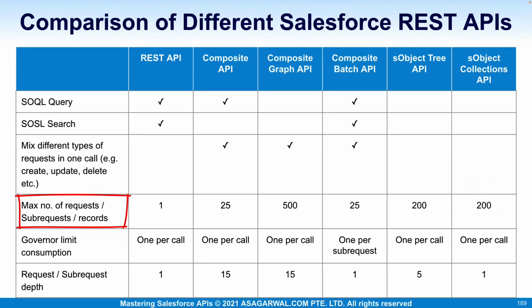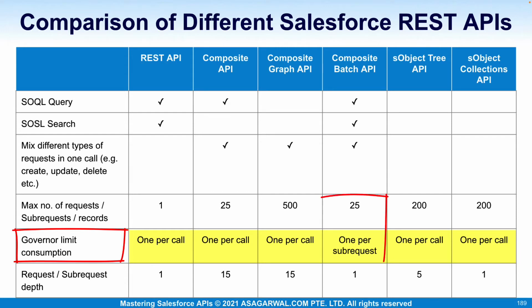Executing multiple requests in a single call will not only give you performance benefits, but will also save your governor limits. As you can see here, all the APIs, except Composite Batch API, consume just one API limit per call. Composite Batch API consumes one API call per subrequest. So even if you execute 25 requests in a single call, you will actually be consuming 25 API calls from governor limits perspective. If API governor limits are a concern in your Salesforce org, switching to a more friendly API can help you stay within your limits.